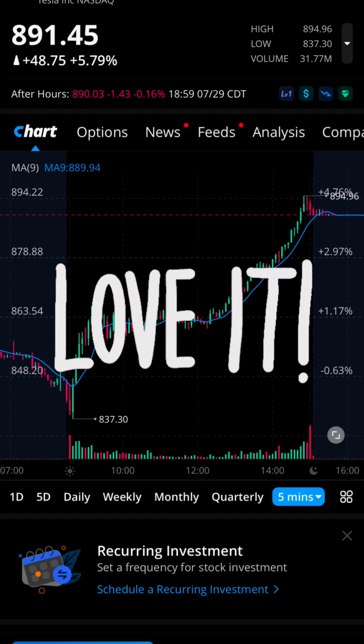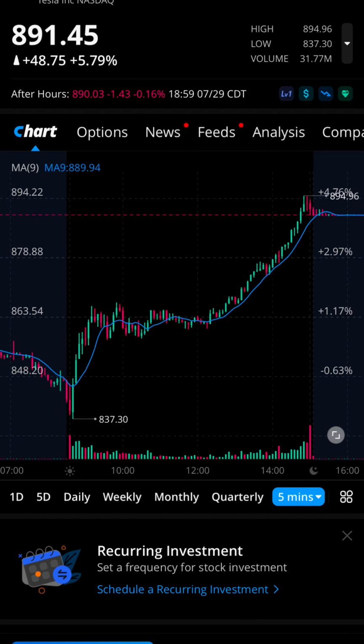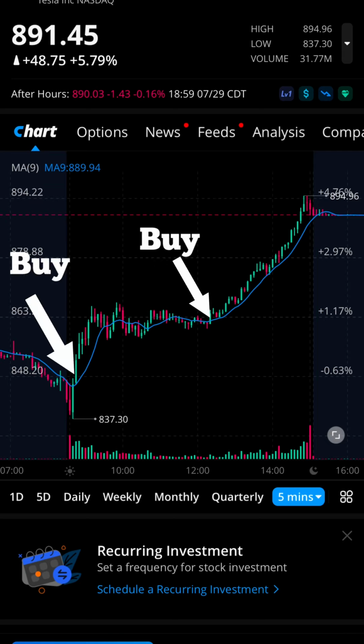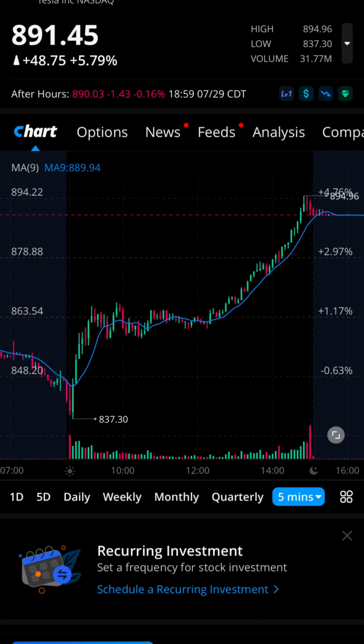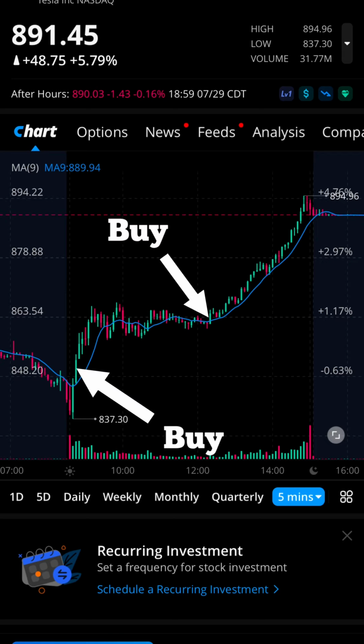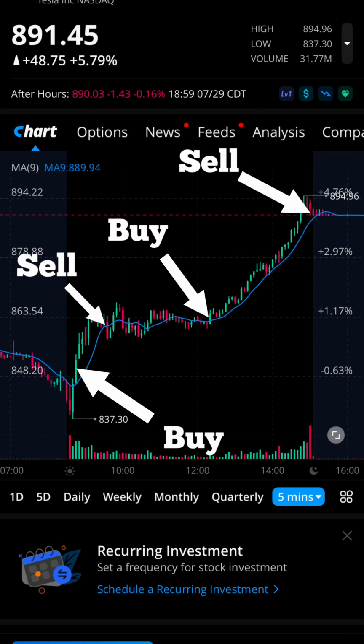So the reason that I love this indicator, and it is so simple, is because you just wait for the green candlestick to rise and hold above that line, and that's where you want to buy. And once there's a red candlestick that goes below that line and holds below that line, that's where you want to sell. Very clear cut, very easy to use. So let's just give an example real quick. You would buy right here, sell right here, and then you would be able to buy in again right here and sell out up here.